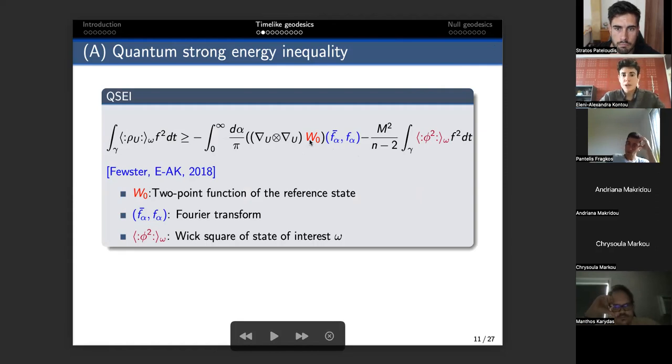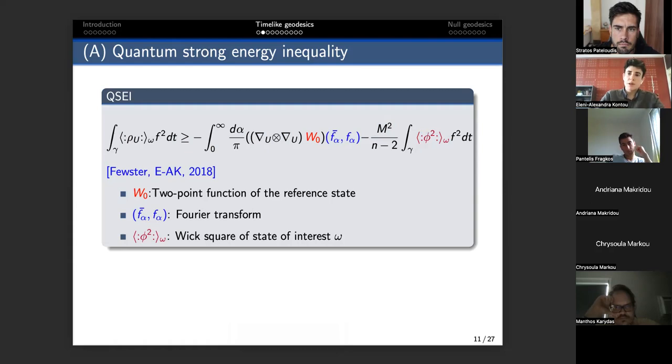So the first term is the term that depends on the reference state. So this W0 is a 2-point function of the reference state. The important thing is that we have shown that this term is actually finite, the integral converges. The second term depends on the mass of the field, and it also depends on the weak square of the state of interest. So this is what we call a state-dependent quantum inequality.